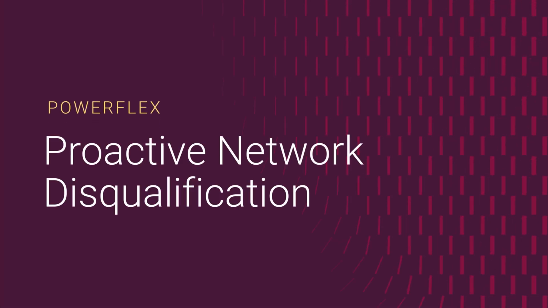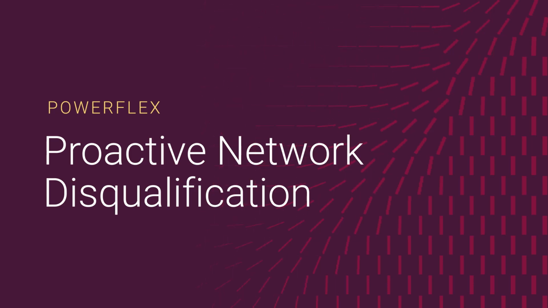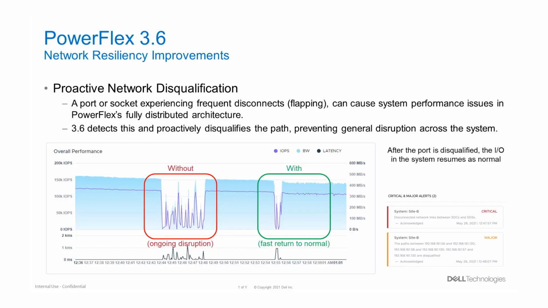Hello and welcome. In this video, we will provide an overview of Proactive Network Disqualification. PowerFlex is a highly distributed architecture. When a port or a socket experiences frequent disconnects, system performance can be impacted. PowerFlex detects this condition and proactively disqualifies the path, preventing general disruption across the system.